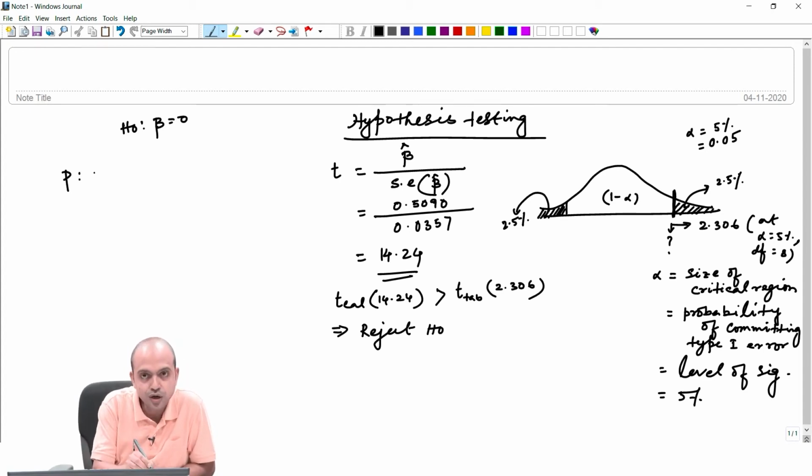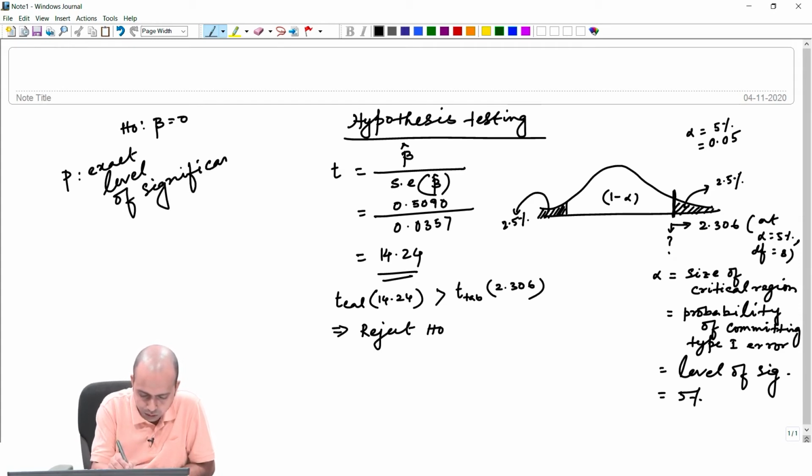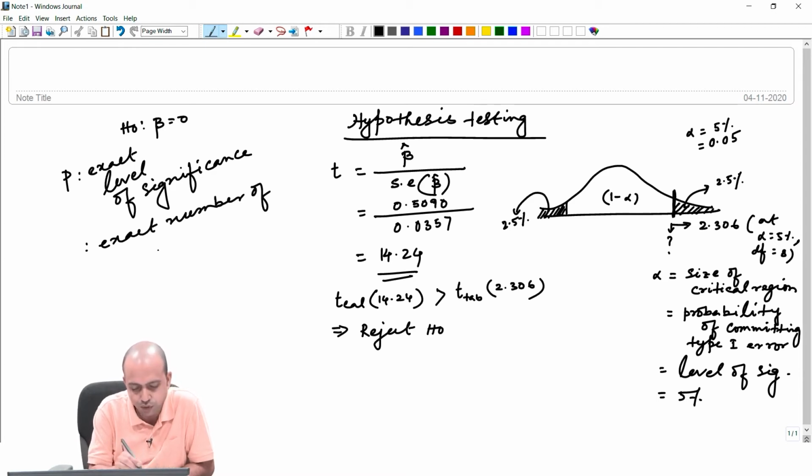What STATA has given as P is actually called the exact level of significance. Or you can say that this is the exact number of type 1 error.